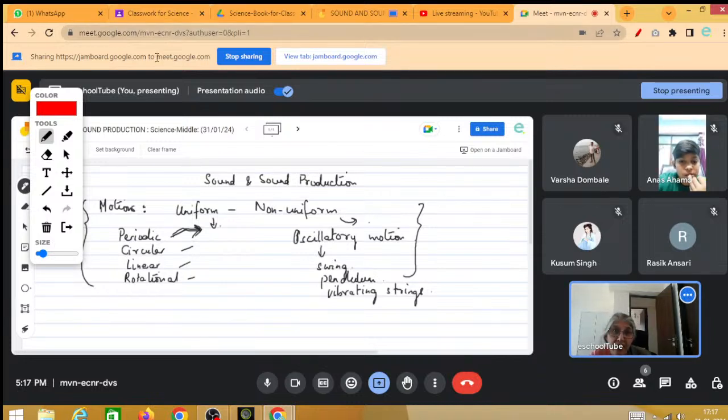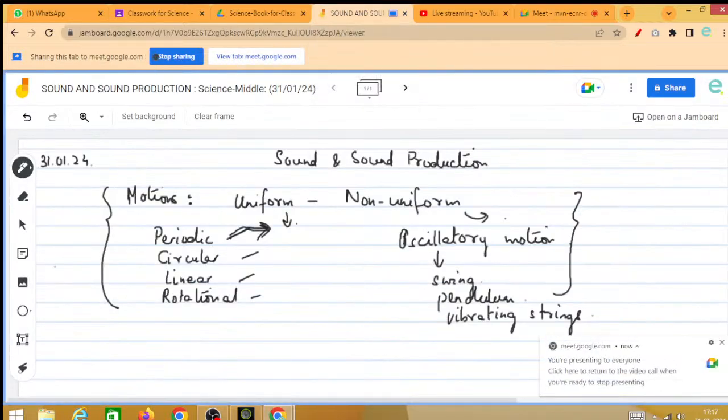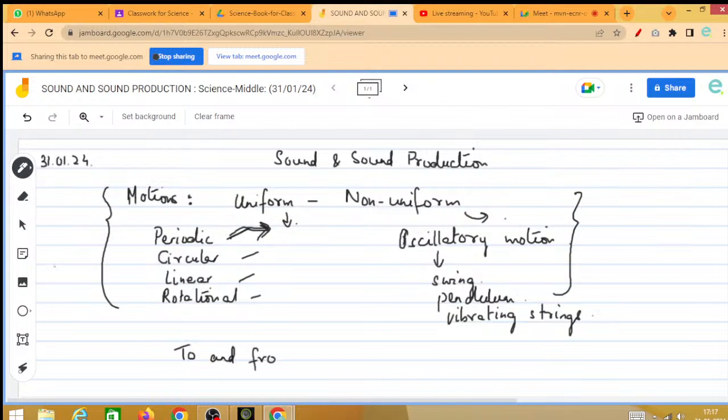Okay. Now, Harshal will tell us the definition of oscillatory motion. Tell me, what do we mean? Miss, one point from which we go rapidly. No, miss. To and fro motion. We call it to and fro: going to one side and then the other. To and fro motion about a fixed point is called oscillatory.